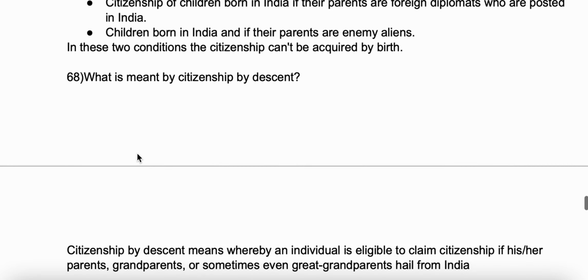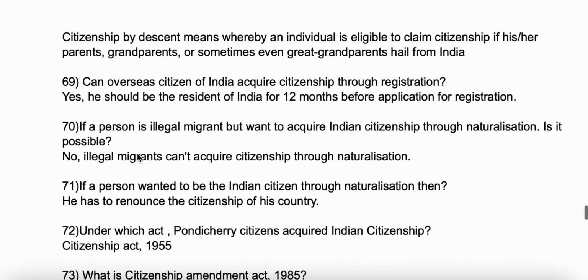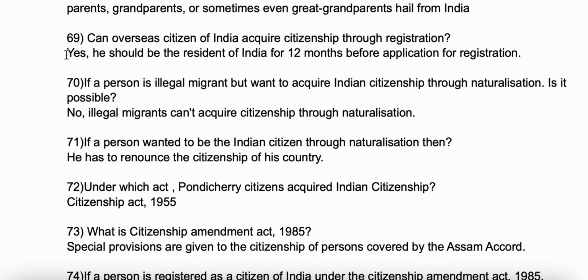So 68th question, what is meant by citizenship by descent? So here citizenship by descent means whereby an individual is eligible to claim citizenship if his or her parents, grandparents or sometimes even great grandparents hail from India. 69th question, can an overseas citizen of India acquire citizenship through registration? Yes, he should be a resident of India for 12 months before application for registration.